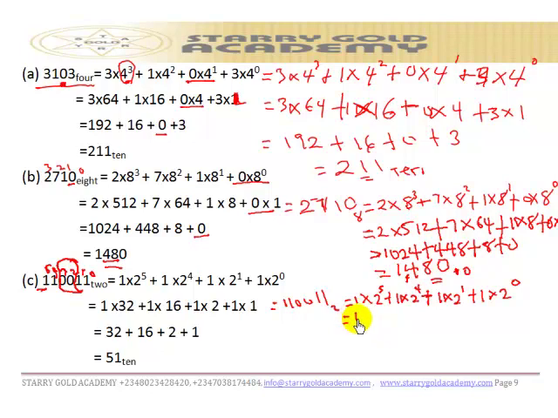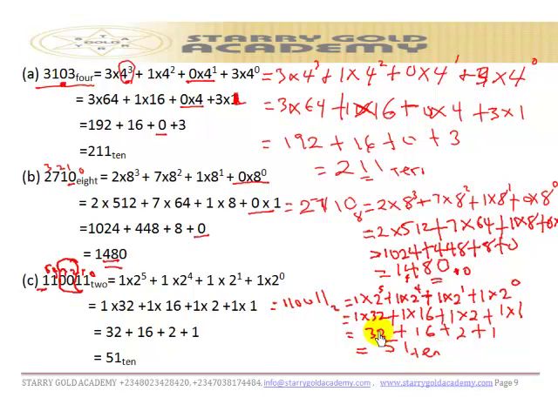2 raised power 5 is 2 times 2 times 2 times 2 times 2, and that's 32. 2 raised power 4 is 16. 2 raised power 1 is 2. 2 raised power 0 is 1. So in other words, you have 32 plus 16 plus 2 plus 1. So at the end of the day, you have 51 in base 10.